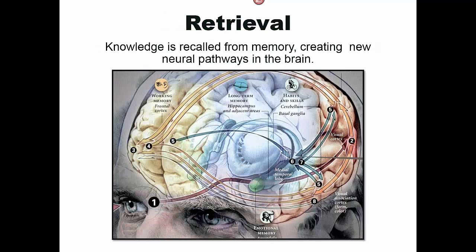Finally, during retrieval, information previously stored in long-term memory is pulled back out into working memory where it can be used to solve problems. Repeated retrieval strengthens these pathways in a way that is similar to how a muscle becomes stronger when it's exercised.